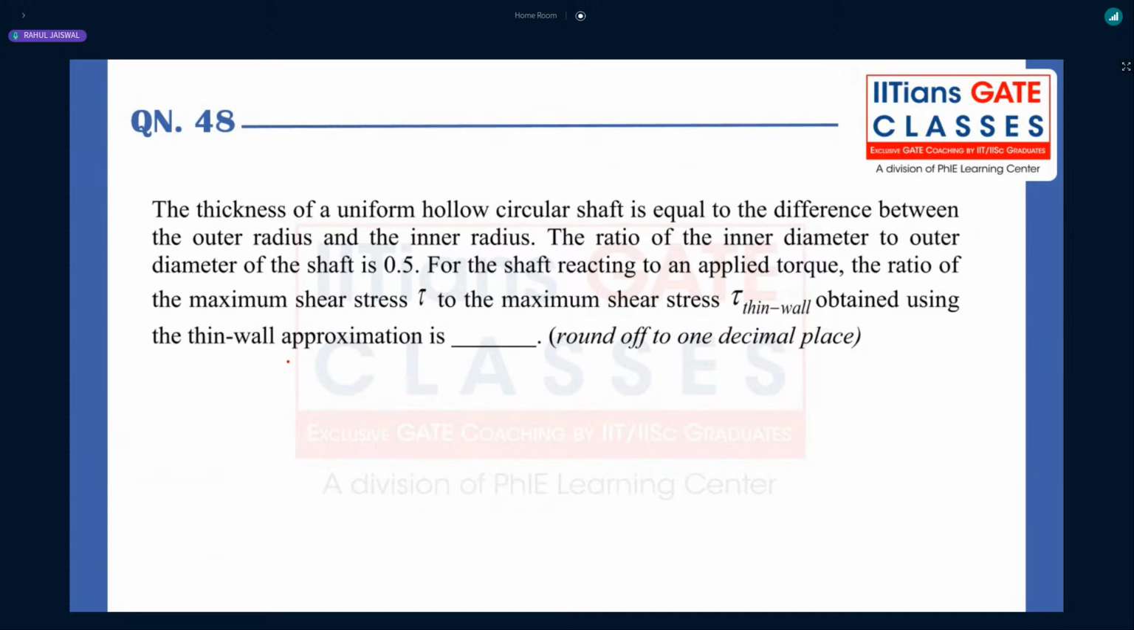The thickness of the uniform circular shaft will be given as outer radius minus inner radius, right? The ratio of the inner diameter to outer diameter, R1 divided by R0, they have given as 0.5. So D1 divided by D2 will also be 0.5, right? So this particular question we already solved, so once again I'll be solving this.